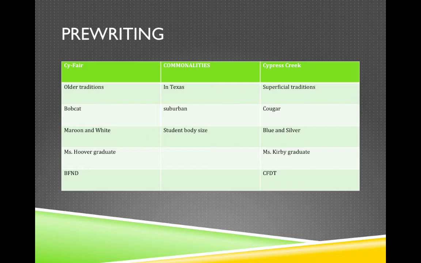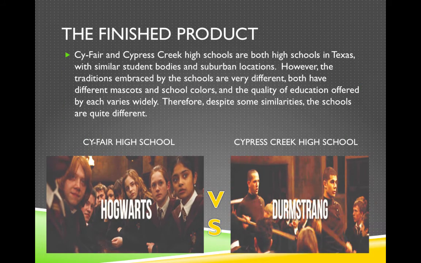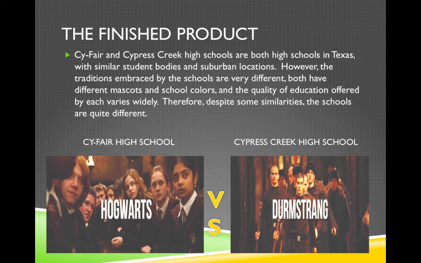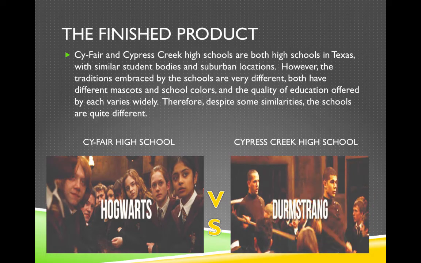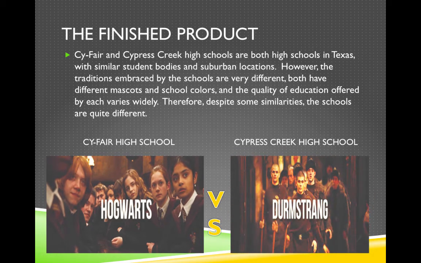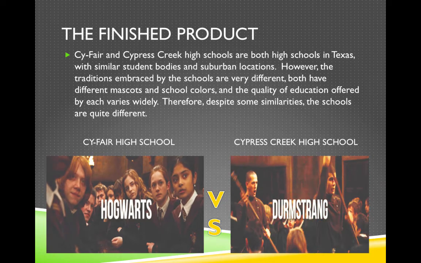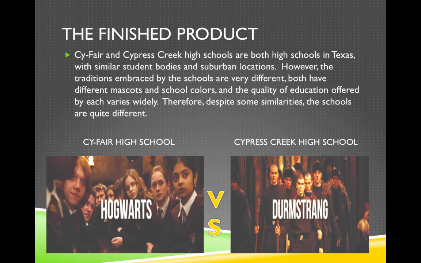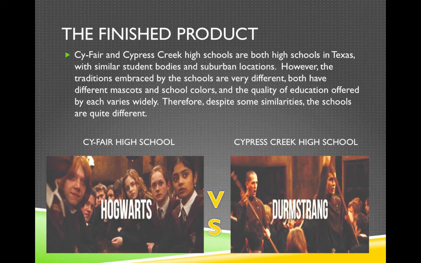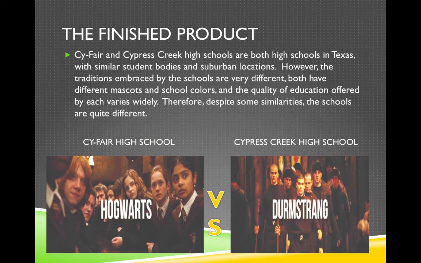We can see that there are four attributes that are different and three that are in common, so our stance is going to be they're a little more different than they are similar. They're both high schools, so your X statement is your counter argument. Cy-Fair and Cypress Creek are both high schools in Texas with similar student bodies in suburban locations. You've acknowledged their similarities. However, the traditions embraced by the schools are very different. Both have different mascots and school colors, and the quality of education offered by each varies widely.